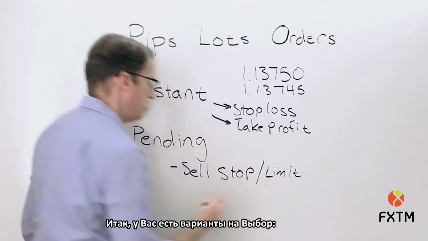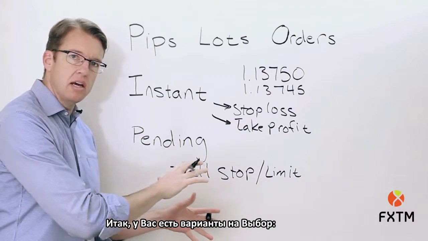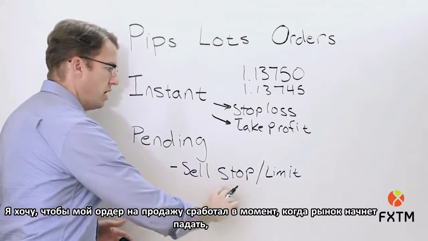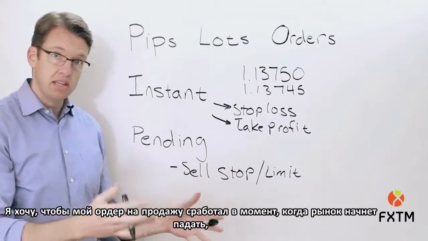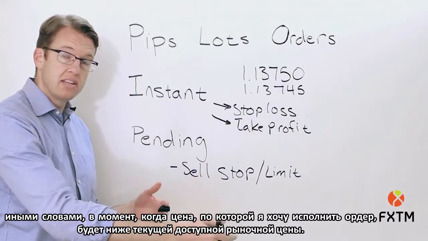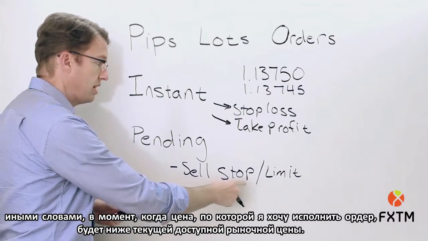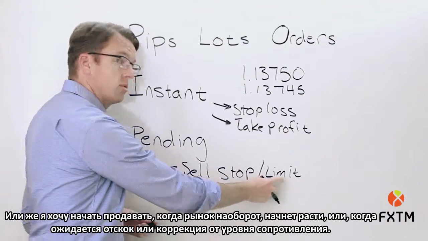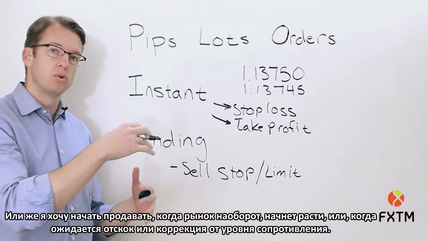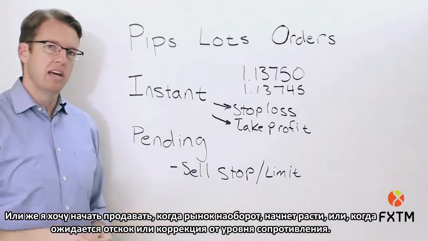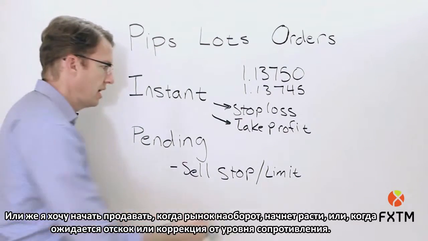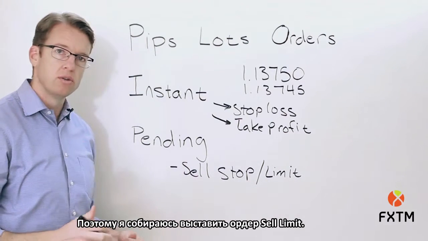So in this case, you have the ability to basically decide, I want my sell order to trigger as the market starts falling. So in other words, the price at that time that I want that order to execute is underneath the price that's available right now. Or I want to short as the market begins to rise, maybe hits a resistance level or something like that. And so I'm going to use a limit order to do that.